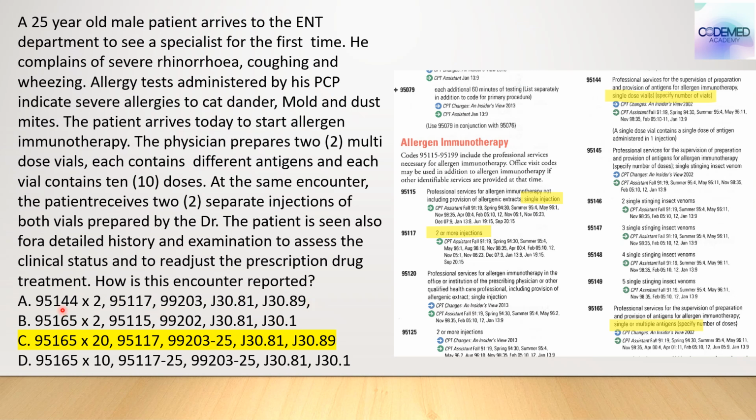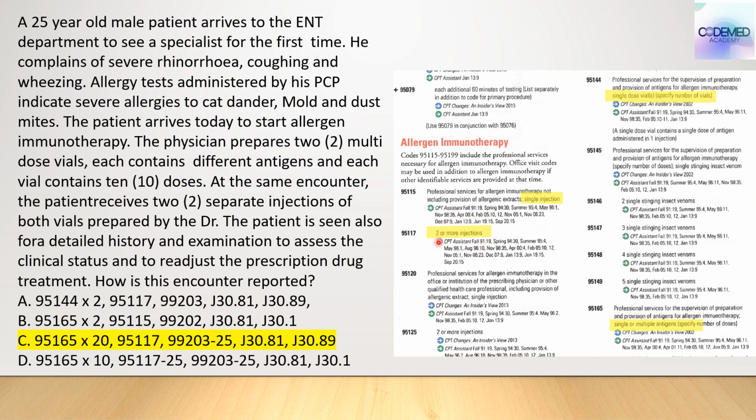Now in this case, 95144 talks about the insect venom. In our case, there are multiple antigens. So 95165 talks about the multiple antigen. But in the bracket they have written to specify the number of doses. How many doses? 10 doses each. But how many vials are given? Two vials. That means 20 doses. So we will have to go with option C, because there are 10 doses in one vial and they have given two vials. So 10 multiplied by 2 is 20.